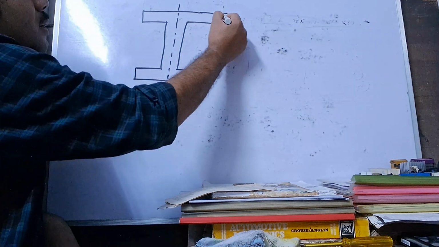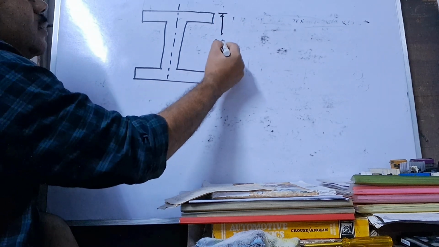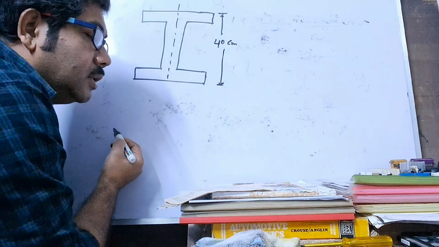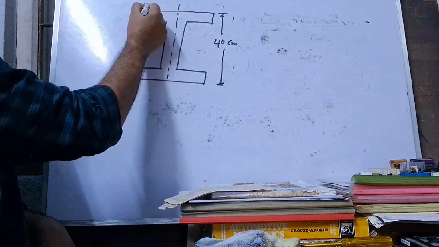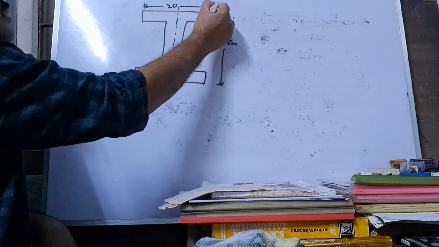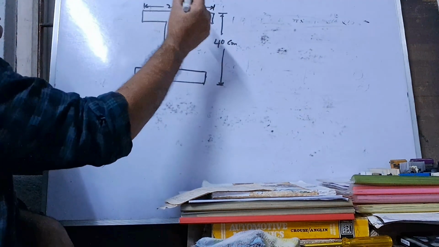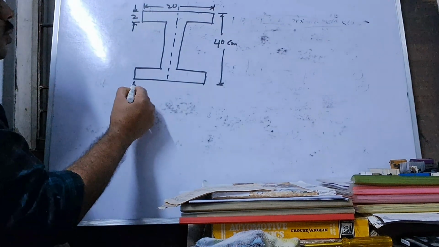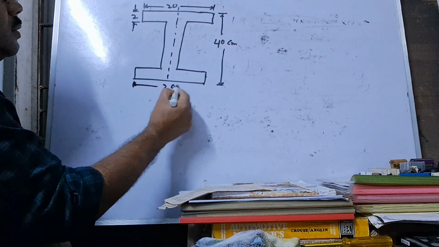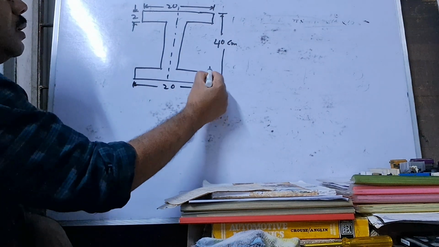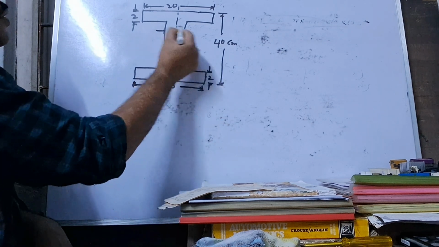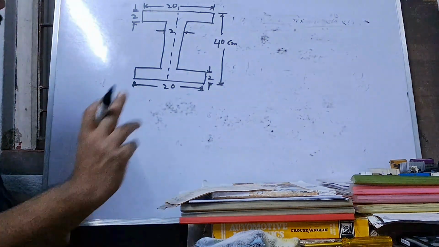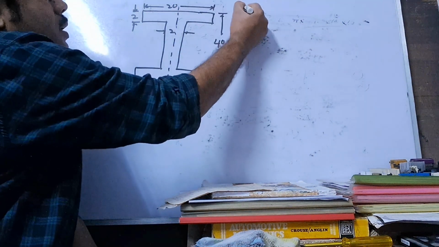Centimeter, the large dimension, you shoot the height. 20 centimeter, this is 20, and 2 centimeter, and this is 2. This is 2. This is uniform. Yeah, this is 2. Yeah, this is I section. Both ends fixed. Remind, both ends fixed.